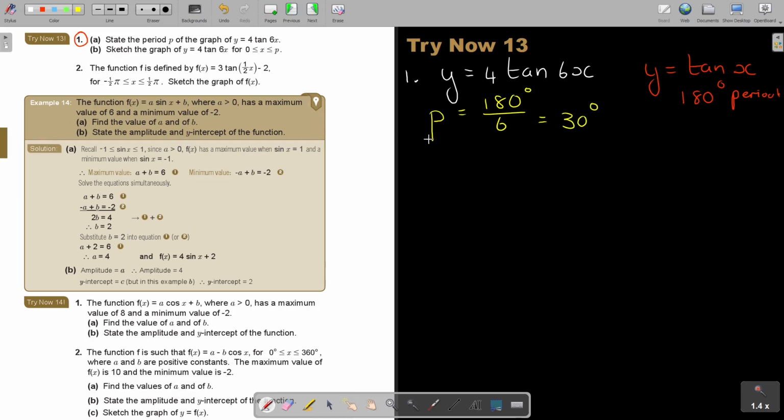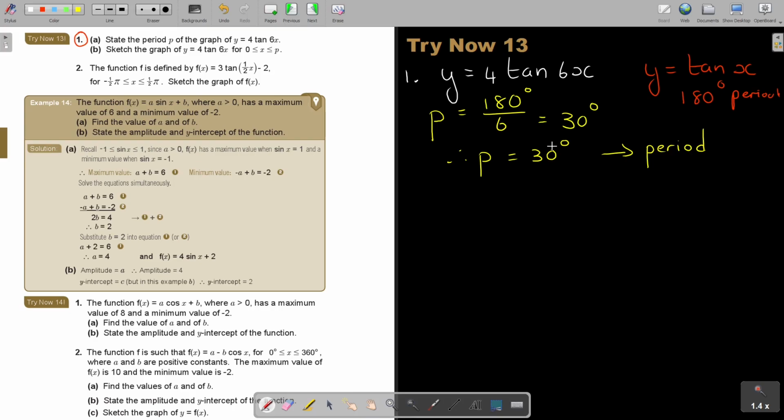So therefore, the value of P is equal to 30 degrees, and that is the period. That also means when the graph will start to repeat itself. So it will make one full cycle, you could almost say. Now, we go on. Sketch the graph up to that, so it's only up to 30 degrees.